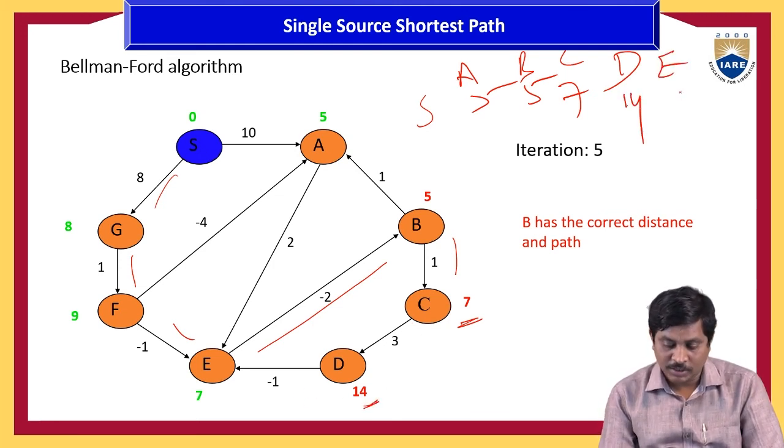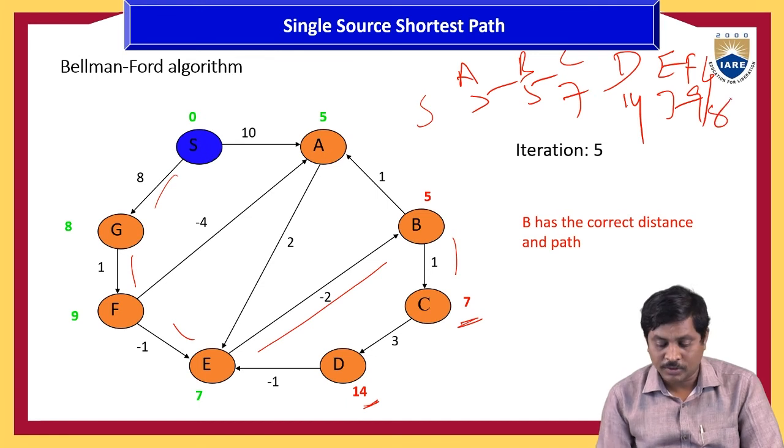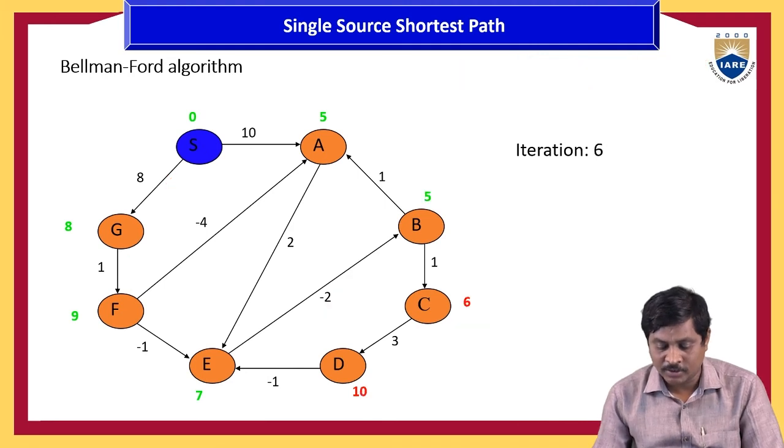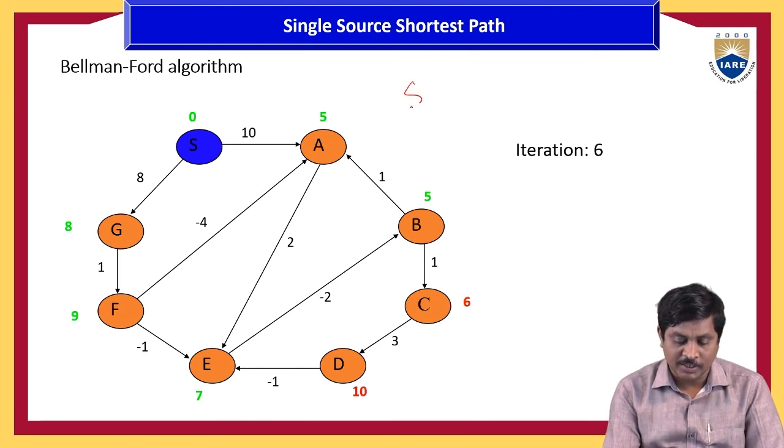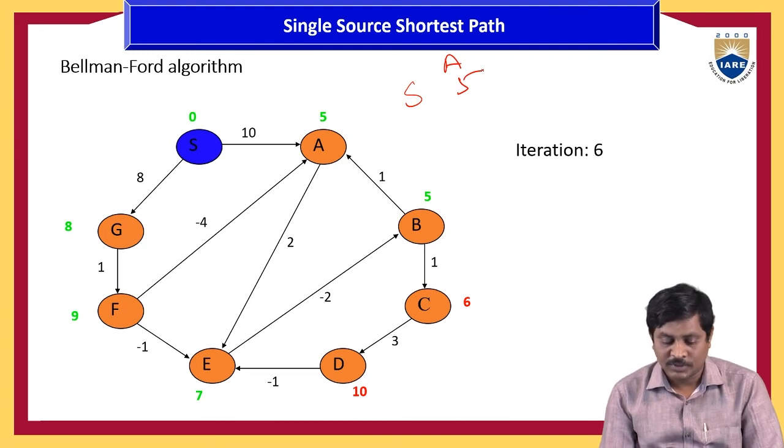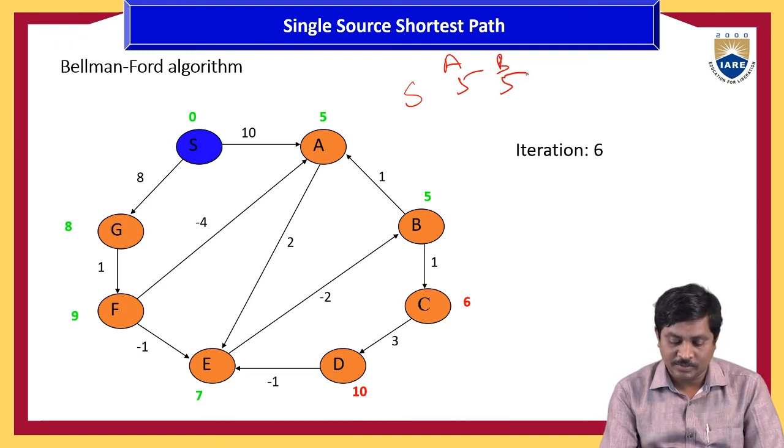Next we consider E value, 7. F value is 9. G value is 8. So in the fifth iteration, we consider a maximum of 4 mediator nodes. And in the sixth iteration, we consider 5 mediator nodes. So whenever we consider 5 mediator nodes, S to A, we get that the value is 5. S to B, we get that the value is 5.